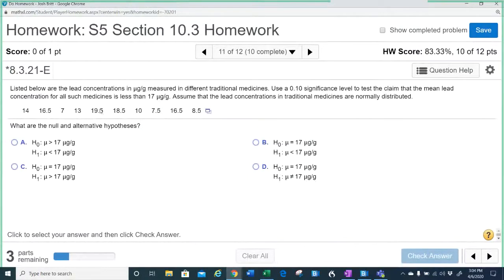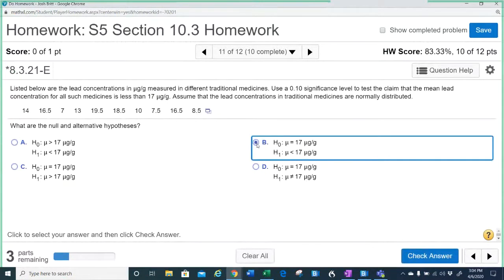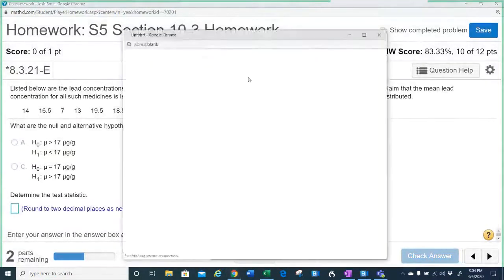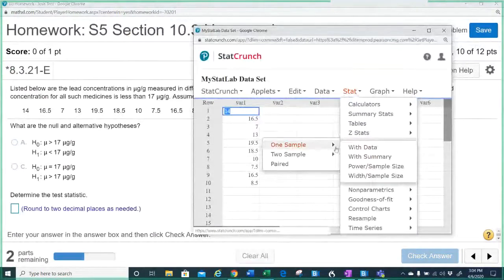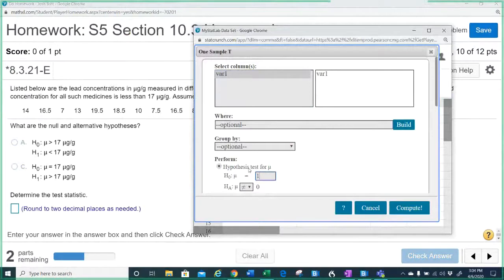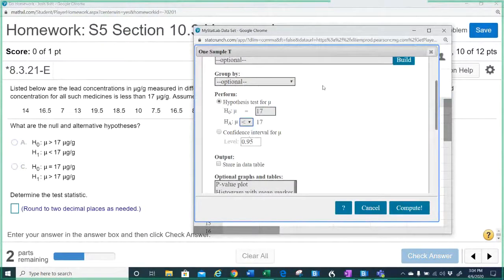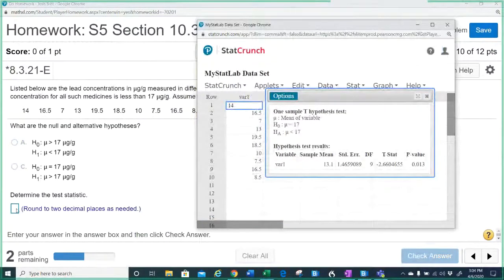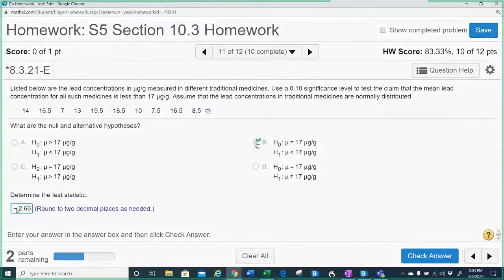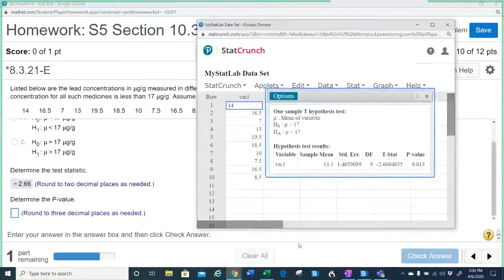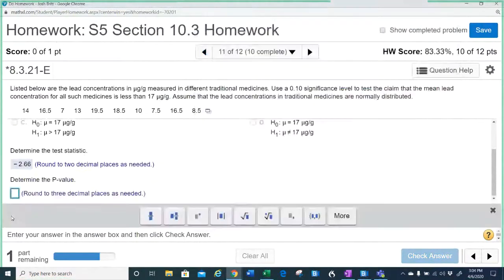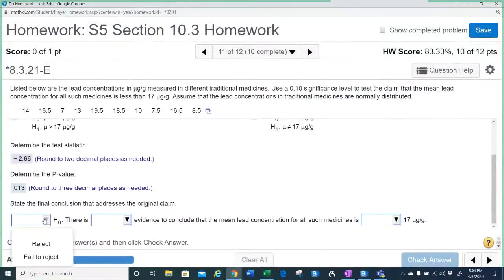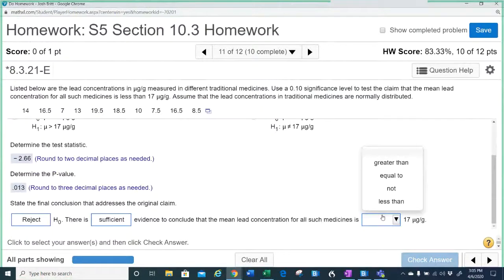All right, test the claim the mean lead concentration for all such medicines is less than 17. So equal 17, less than 17. This is a data set, so we'll do t-stat, one sample with data, put the variable, 17, less than 17, test statistic, minus 2.66. P-value 0.013, so it's quite small. Compared to alpha 0.1, yep, reject, there is support. Let's say that less than.